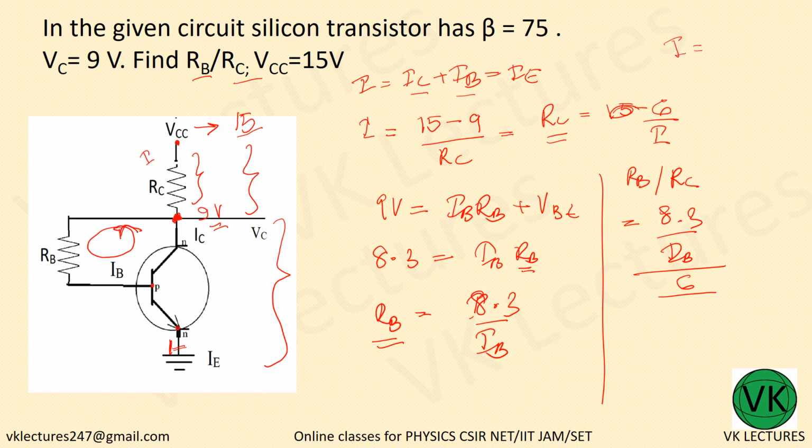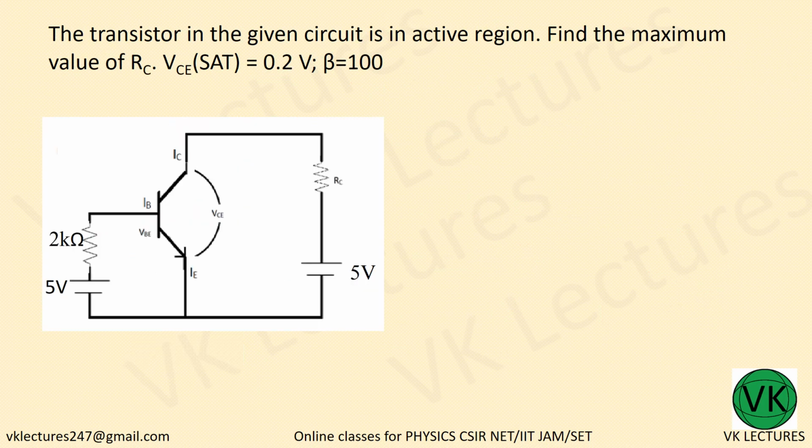I is equal to IE, which is equal to beta plus 1 times IB. Beta value is given 76. Beta plus 1 is 77. Beta plus 1 is 76 times IB. So IB gets cancelled. So 8.3 into 76 divided by 6. This value will be around 105. So the transistor in the given circuit is in active region.